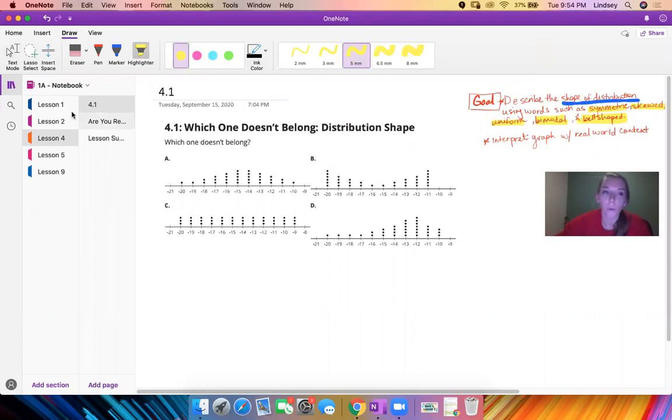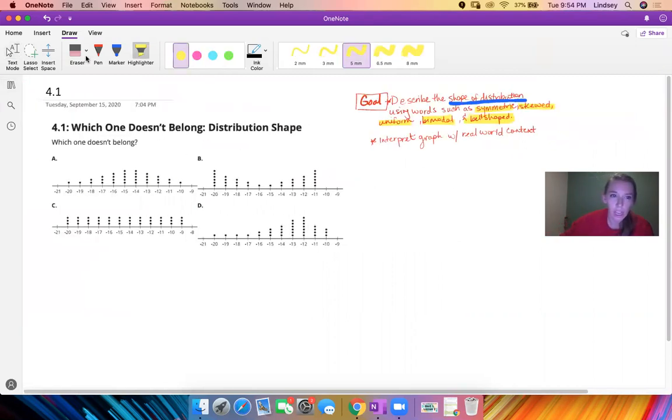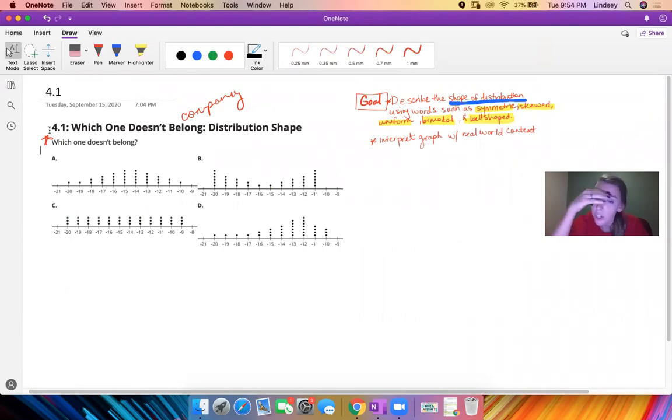Okay, so we're on 4.1, and we're doing another which one doesn't belong. So again, you're basically just going to be comparing all of these different graphs. Maybe what does some of them have in common? What are different about some of them? And then you're going to determine which one doesn't belong. So take about a minute, look what time it is on the clock, pause the video, be honest, actually do it, and then come back. And we obviously won't talk about it. I'm just going to put all the things that I noticed.